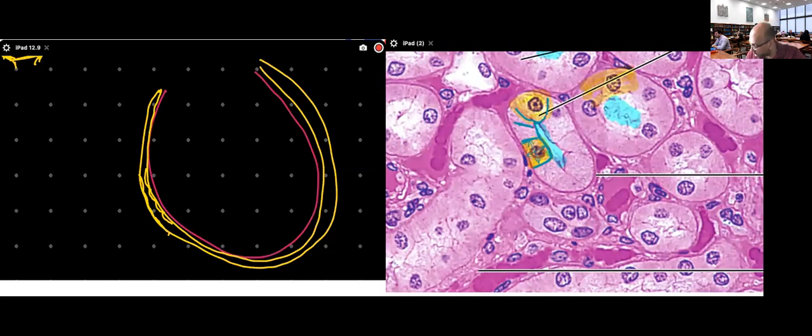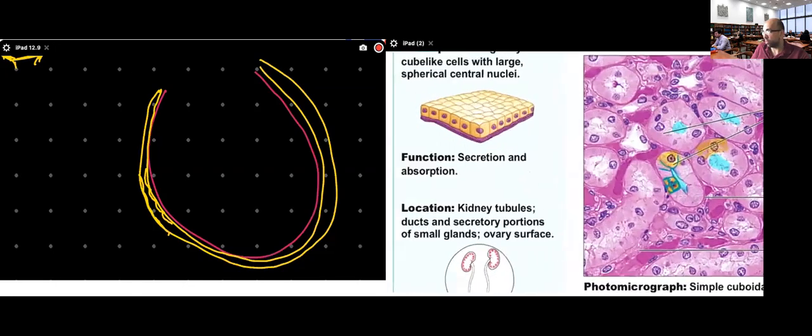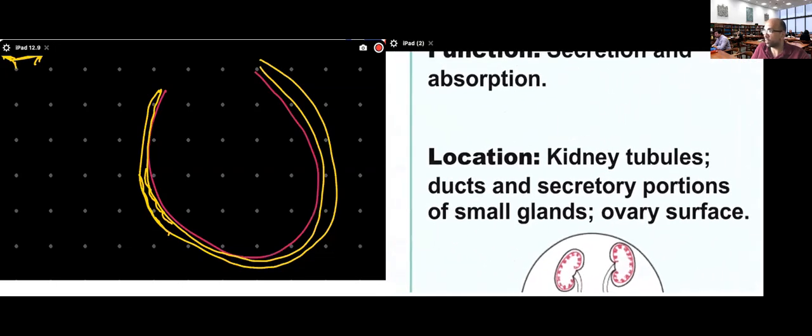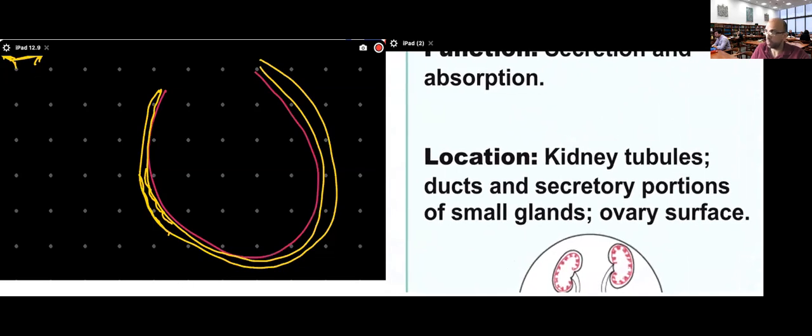Looking at one cell after that, we will figure out that it's formed of one row of cuboidal cells. So the width of the cell is almost equal to the height of the cell. So this is going to be simple cuboidal epithelium. Simple cuboidal epithelium is not concerned with providing a minimal resistance against the movement of substances. It's mainly concerned with allowing secretion and absorption to take place.